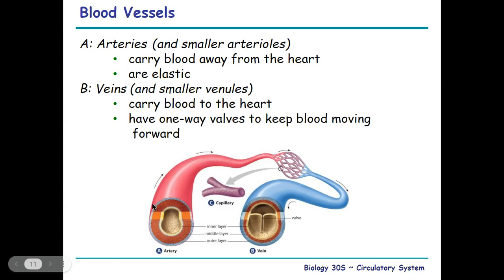A here are arteries and smaller arterioles and carry blood away from the heart and are elastic. B are veins and smaller venules and carry blood to the heart and have one-way valves that keep blood moving forward.